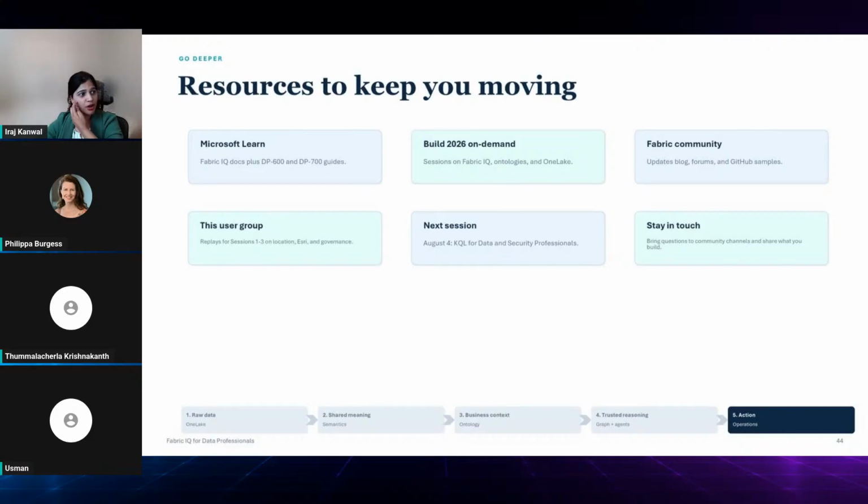So when we talk about the resources that can keep you moving, we do have Microsoft Learn. We have Build 2026. If you have watched that, we cover some sessions on the Fabric IQ ontologies and OneLake that will give you more understanding. We also have a Fabric community. You can also use the user group.